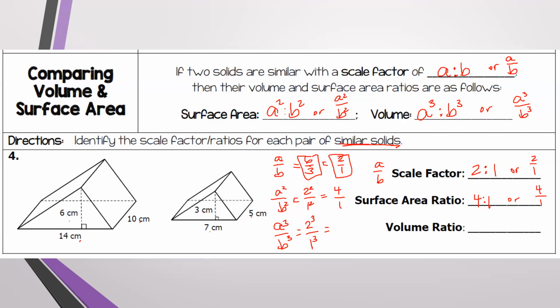Remember, a cube is not being multiplied by 3. A cube is when you multiply that number by itself 3 times. So 2 cubed is 2 times 2 times 2, 8. And 1 cubed is 1 times 1 times 1, 1. So your volume ratio is 8 to 1, or as a fraction, 8/1.